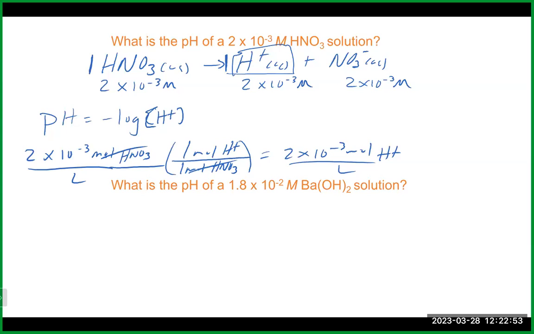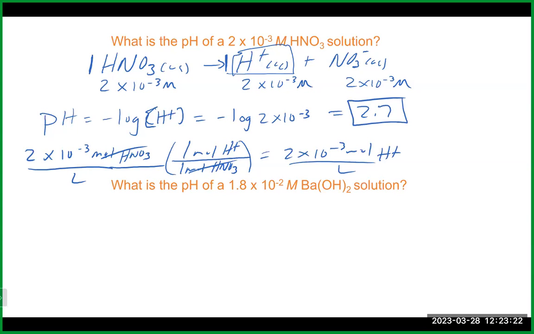So now that we know the concentration of H plus, the pH would be minus the log of 2 times 10 to the minus 3. That is going to give me some number here, and it's going to look like 2.7 in terms of our pH in this case. Any questions on that there?